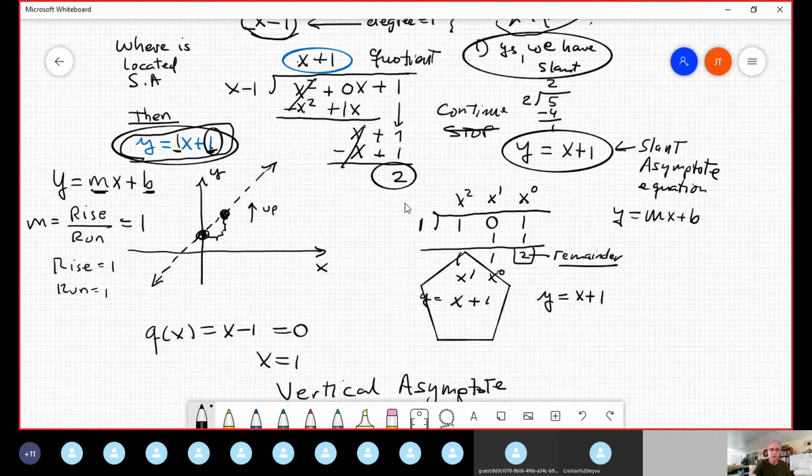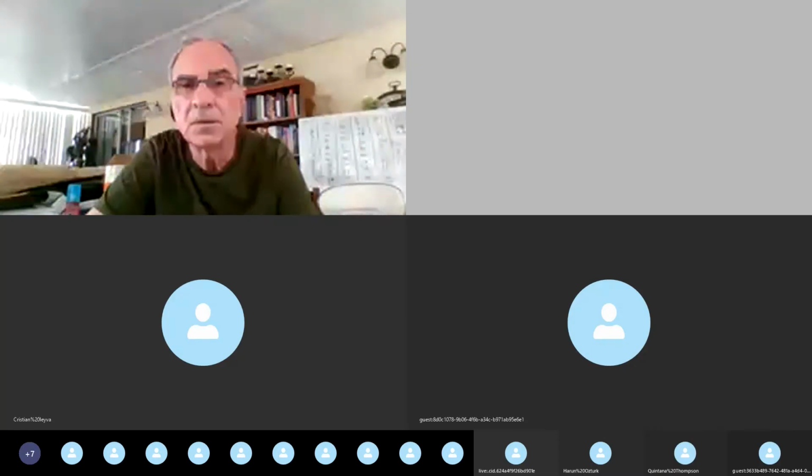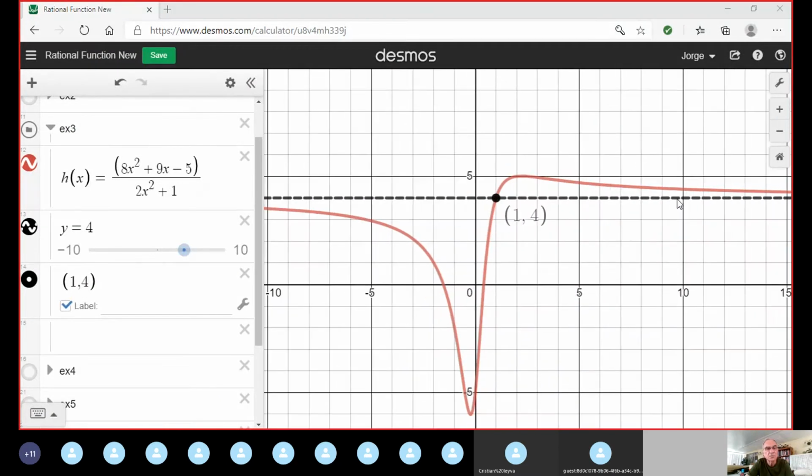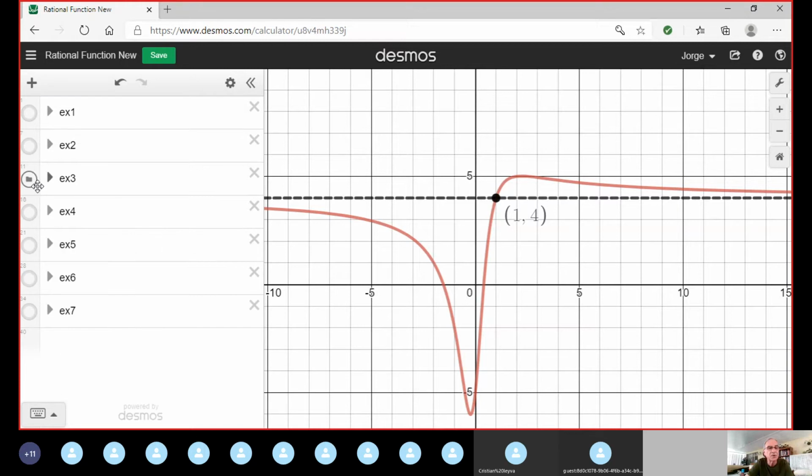But no. Let's do it in a demo. Okay, I go to Desmos to understand this idea much better. Okay, Desmos here. Okay. Do you see Desmos? Okay, that was the previous example, no? Example 3, now example 4.